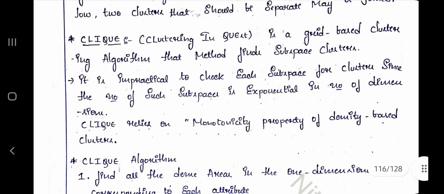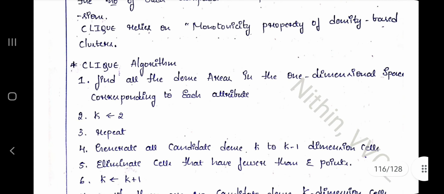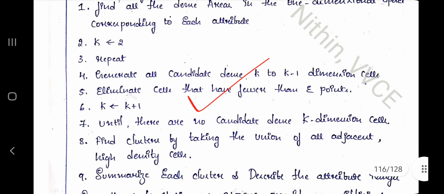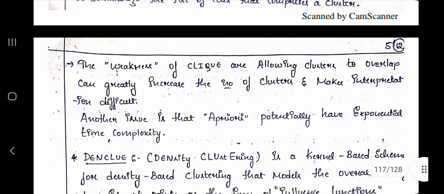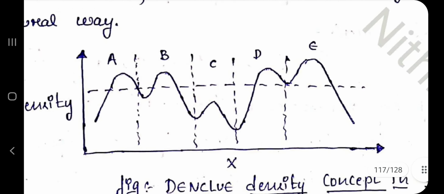It is the same grid based algorithm, but instead of forming grids, it will take the space, make the subspace and form it into a cluster. Algorithm is also the same. I will discuss this in depth in a separate video. Then strength and weakness. Then the last one is DENCLUE. DENCLUE, don't read the theory, just remember what I tell.